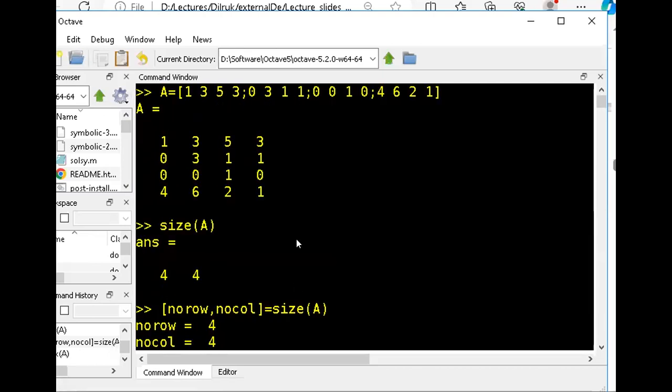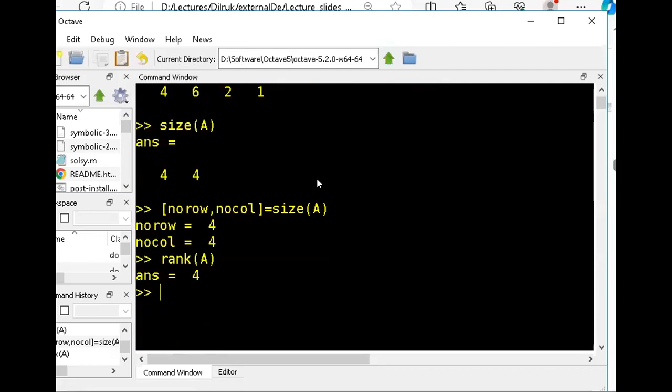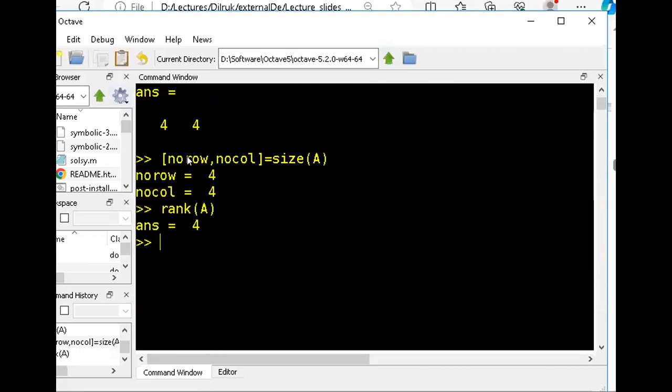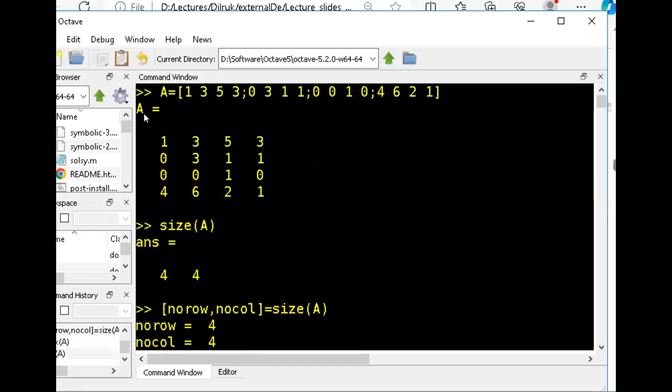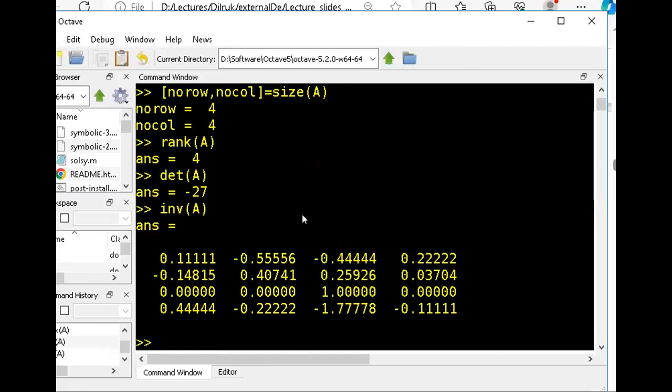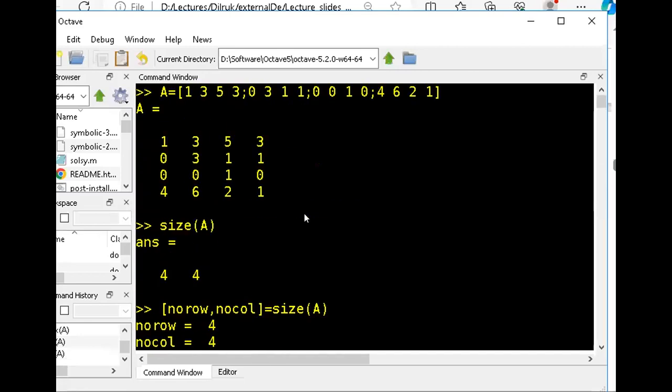If you have a system with this coefficient matrix, you have a unique solution. For full rank, if you find the determinant of A, it is non-zero. Yep, it is non-zero. Therefore, this is non-singular. There exists an inverse matrix for that, if you want to find the inverse matrix as well.